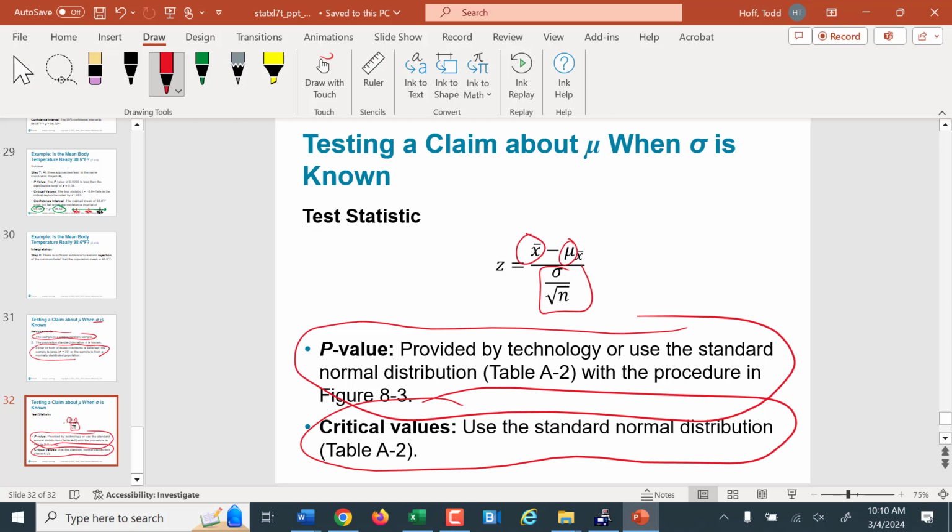Like I said, in practice, you almost never actually know the population standard deviation. That's why we're only showing a brief little bit of this here. But the process is still exactly the same. You're just going to use the z table or the normal table instead of the t table.